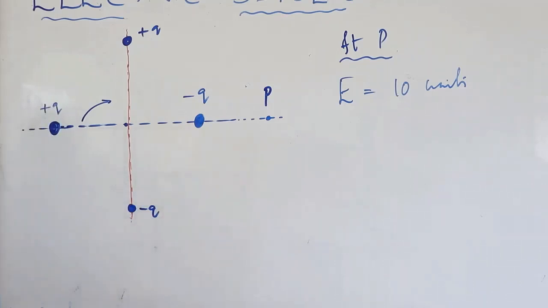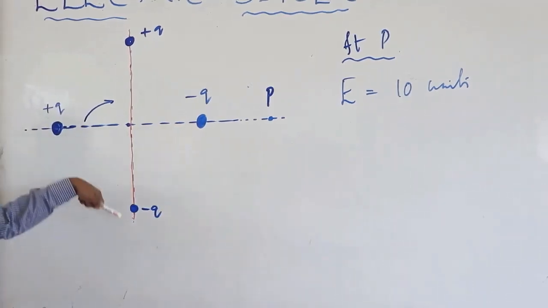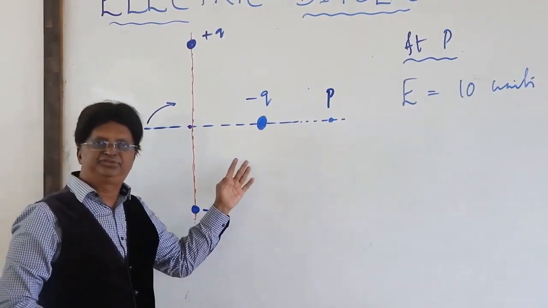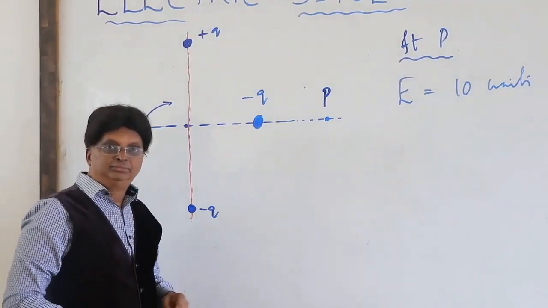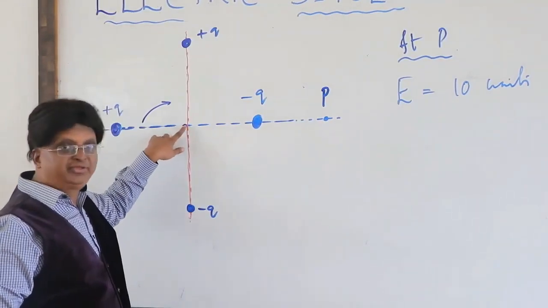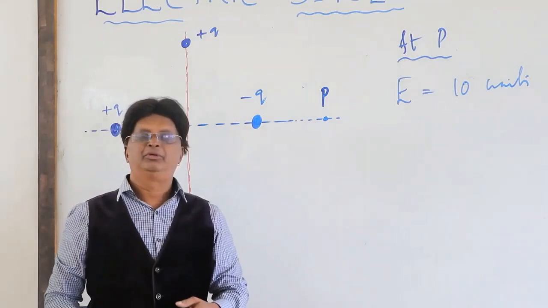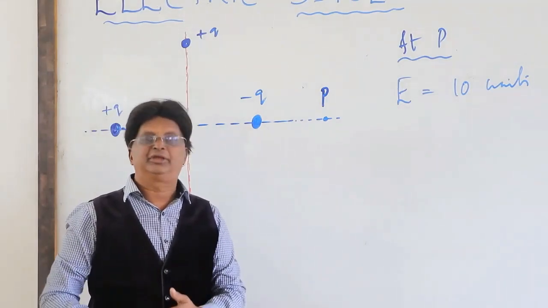Rotation of 90 degrees about the center. Now what is the change that you will find in this? You see the same center. Now this point P has become an equatorial point. Earlier it was an axial point.